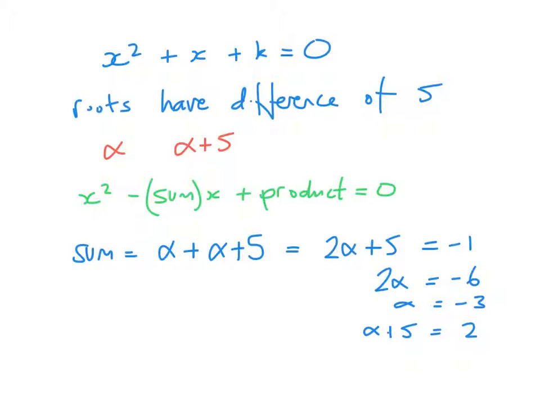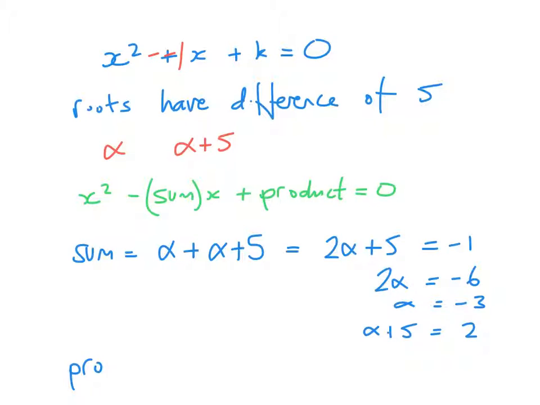All I'm doing is relating my sum expression, taken from the relationship between the two roots, to my quadratic expression. So minus the sum, if we think of this in here, it's actually minus 1 lots of x, and that's where I get my minus 1, as you see there, where I say my sum is equal to minus 1.